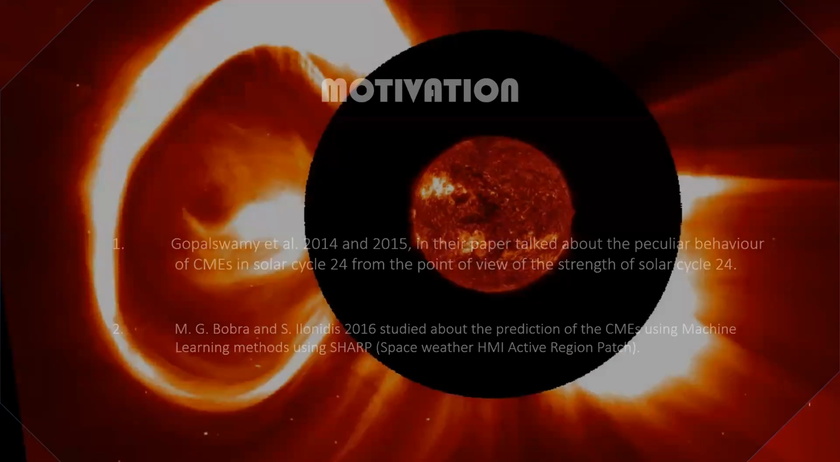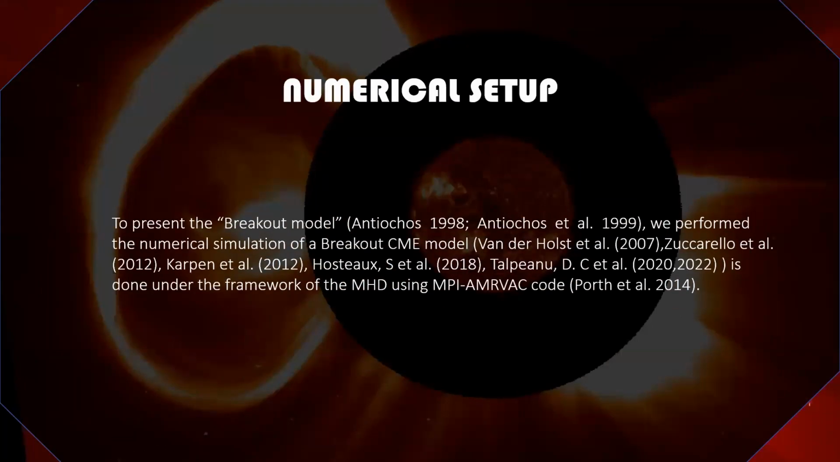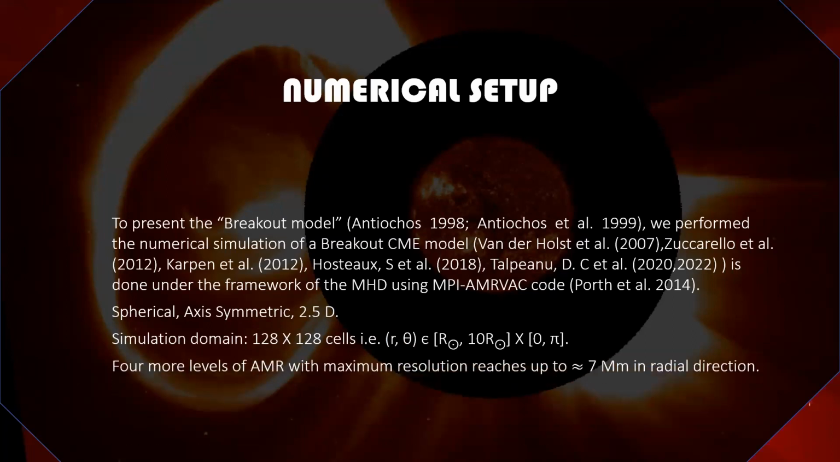For my simulation in this work, we have used the breakout model, in which we have a multipolar magnetic field, and we applied the shear at the base of one of the arcade systems, which results in a flux rope formation and later a CME. We have performed 2.5D spherical axisymmetric simulations, and this simulation box contains 120 by 120 cells in this domain, and we have also applied AMR. This AMR criterion is based on the current density, where we have the formation of current. It enhances the resolution.